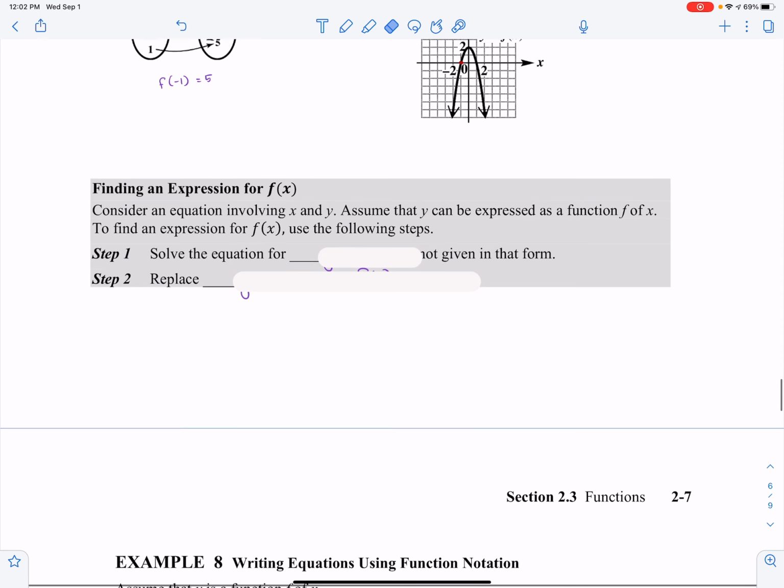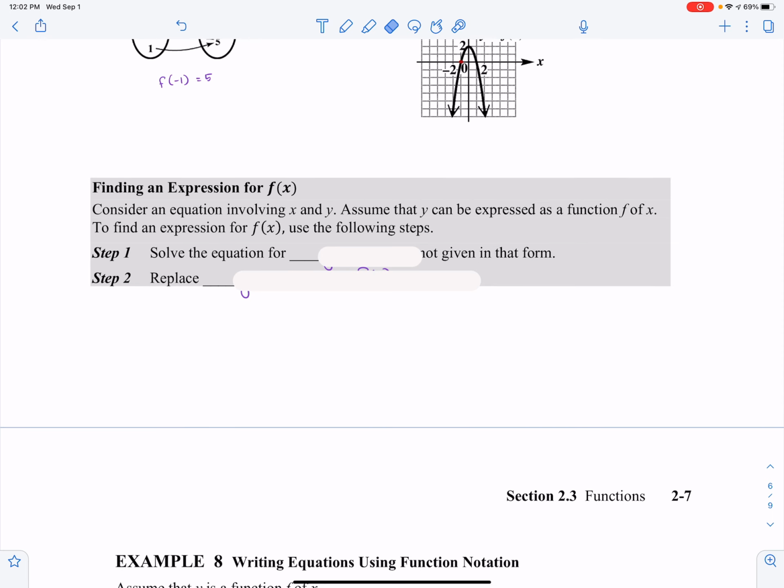All right, so let's talk about finding an expression for f of x. So if you have this equation and it's got x's and y's in it, how do you switch it over to an f of x statement? So the very first thing that you're going to do is solve the equation for y. Okay, so get y alone is another way to say step 1, get y alone. And then secondly, once y is alone, replace y with f of x.